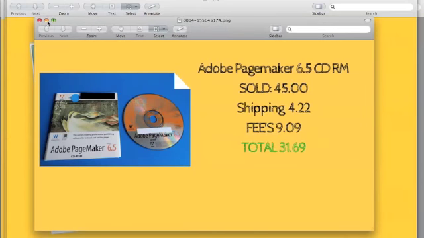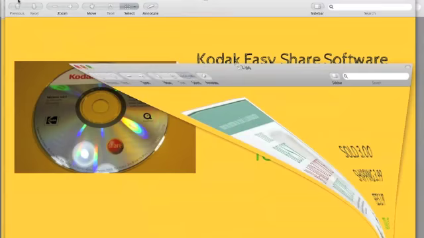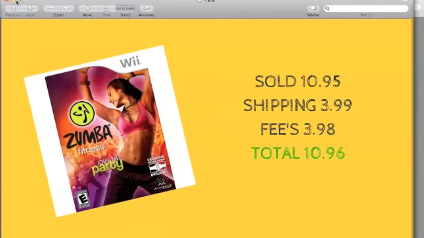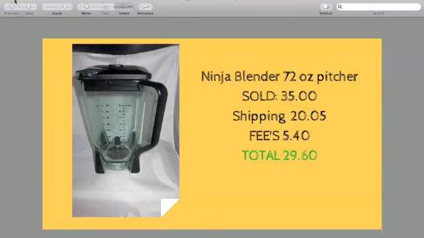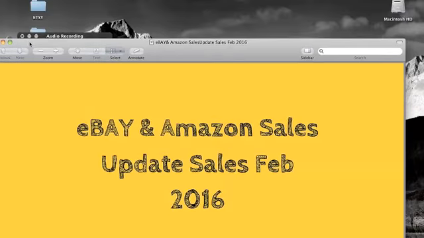So this is it. These are the items that I had sold. I made a total profit of $135.51 for the month of February. This includes eBay and Amazon. I'm pretty happy with that. Though my goal was to make $150, it did not happen this month. I'm hoping next month to make that goal.